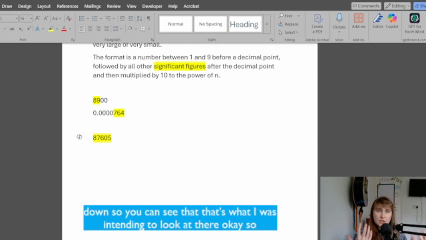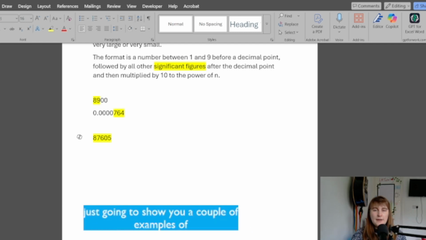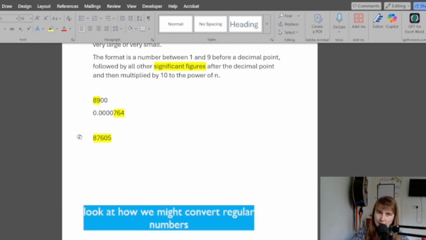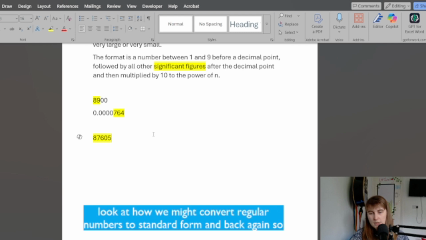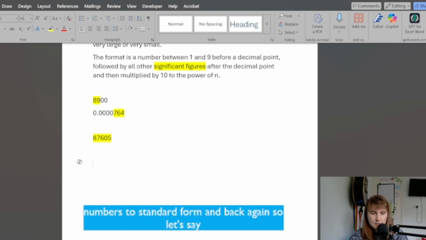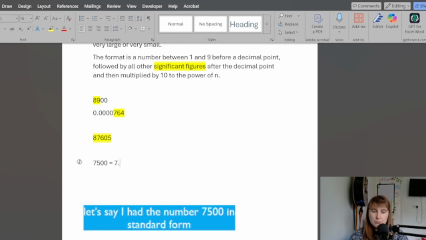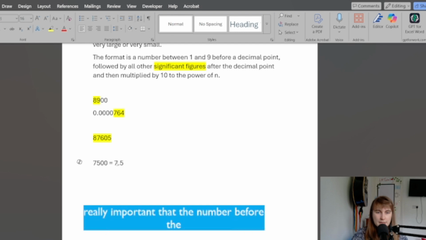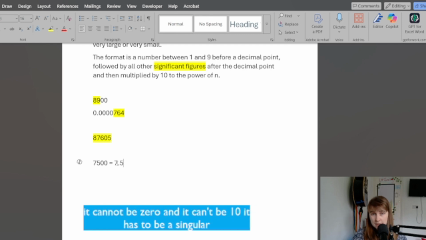So I'm just going to show you a couple examples of that, and then we're going to look at how we might convert regular numbers to standard form and back again. So let's say I had the number 7,500. In standard form, that would be 7.5. It's really important that the number before the decimal place is between 1 and 9. It cannot be 0 and it cannot be 10. It has to be a singular digit starting at 1 and ending at 9.